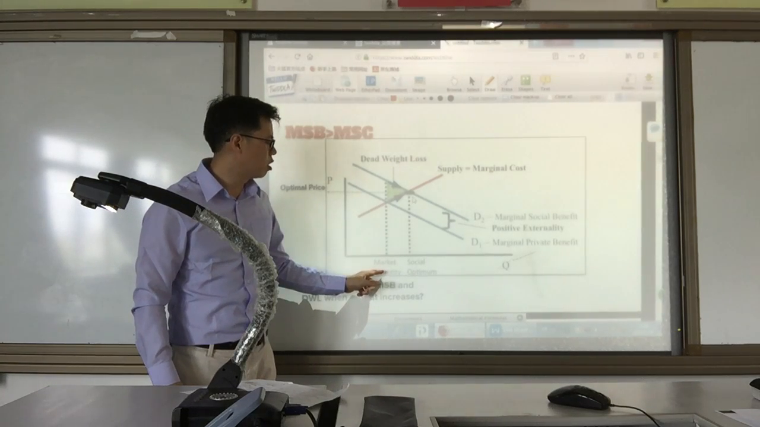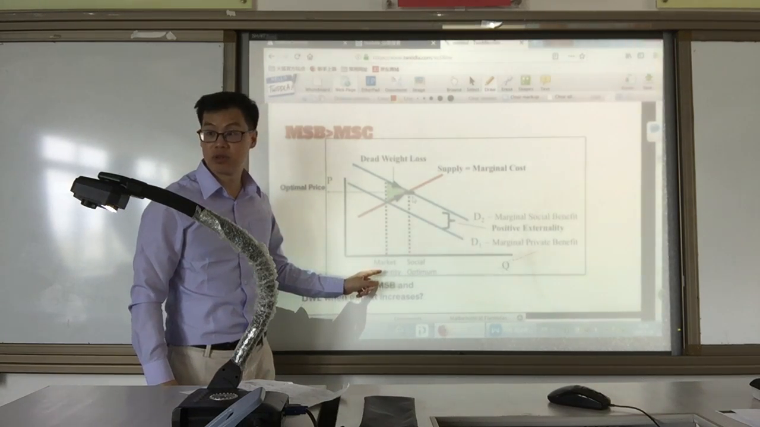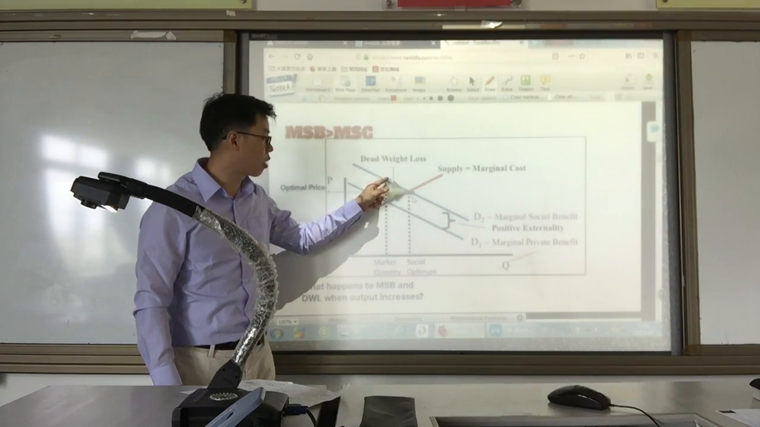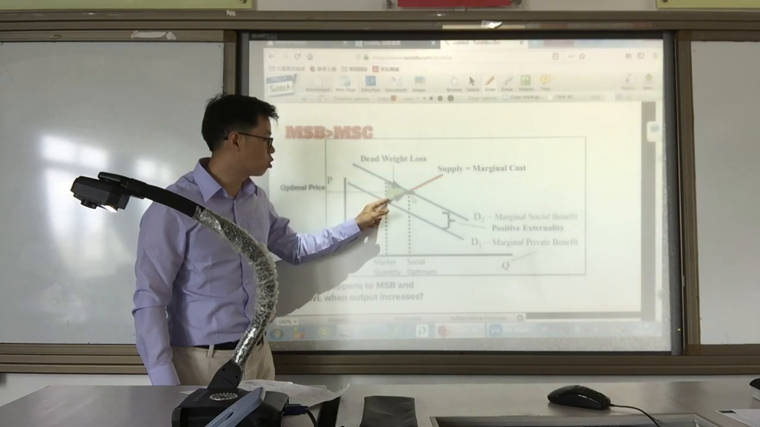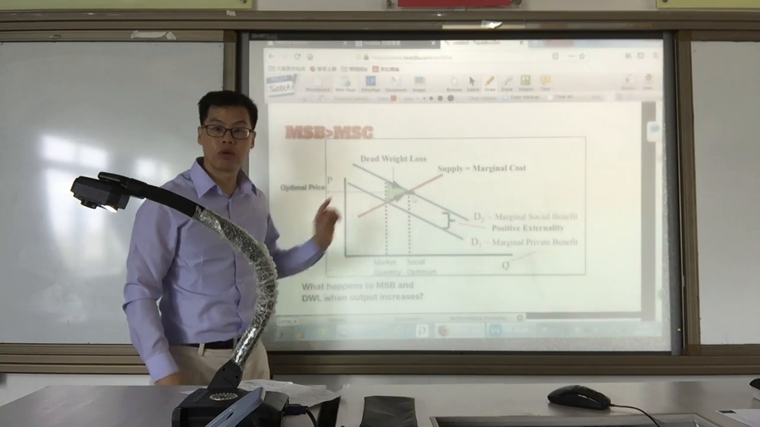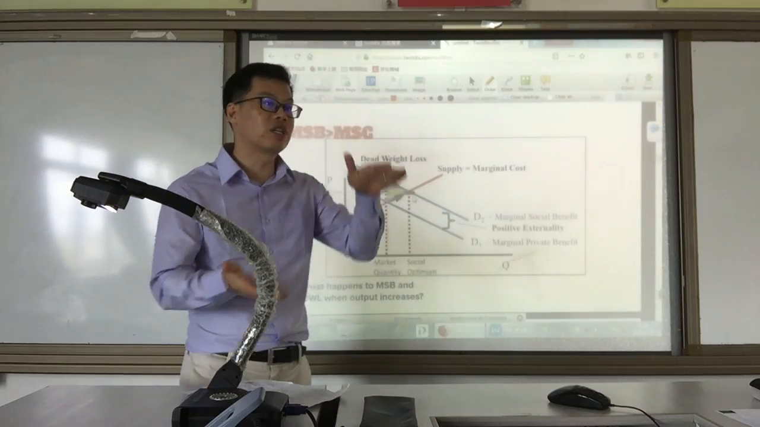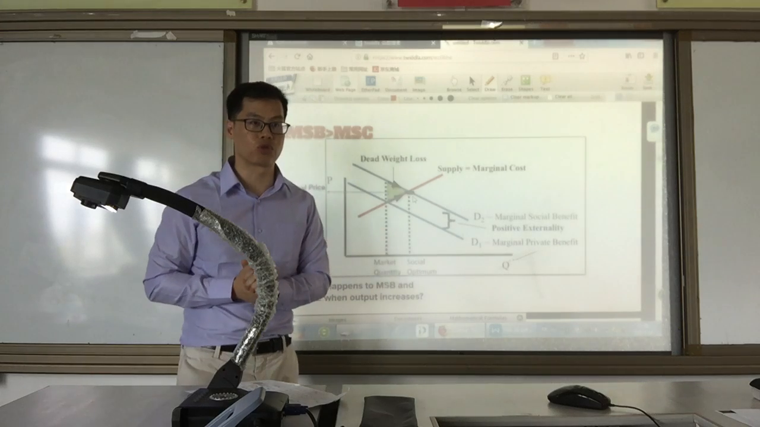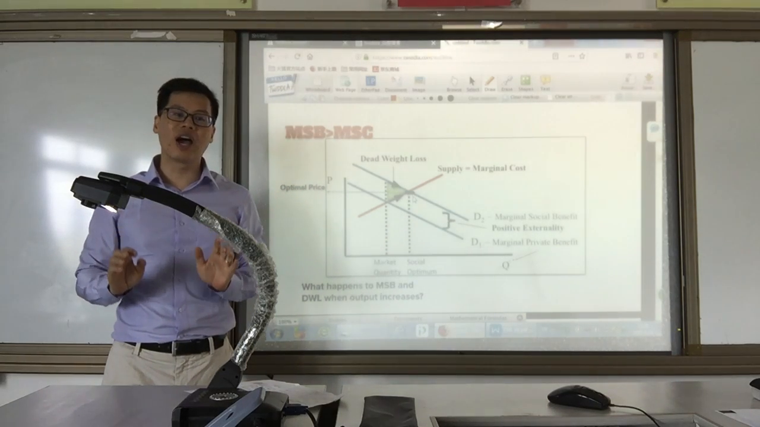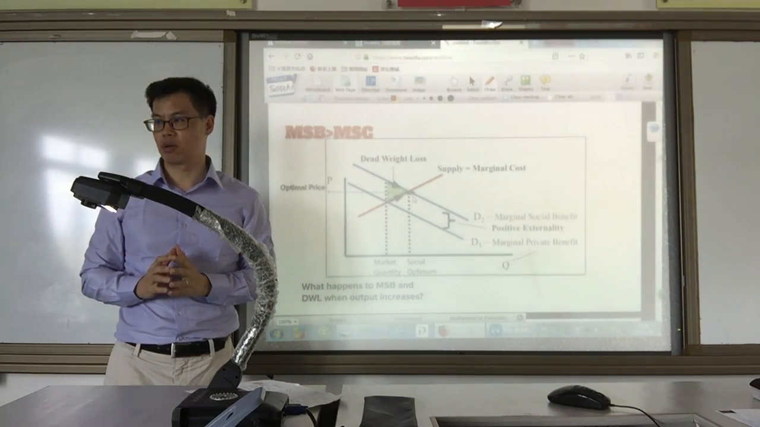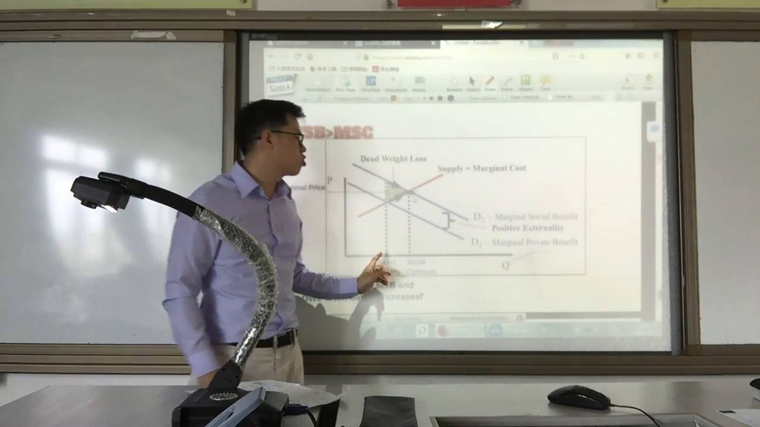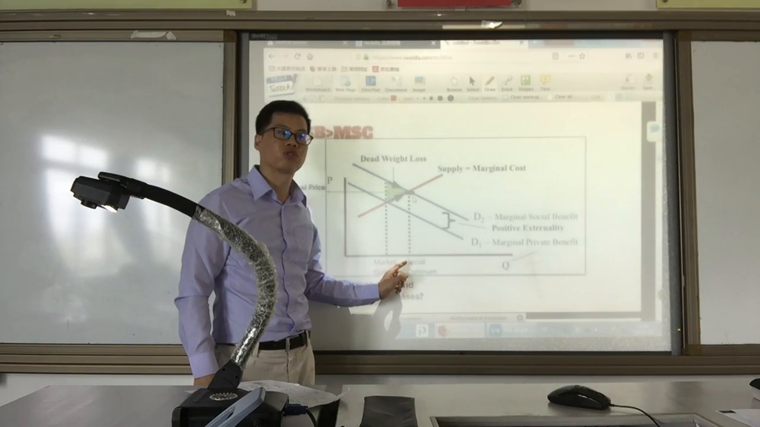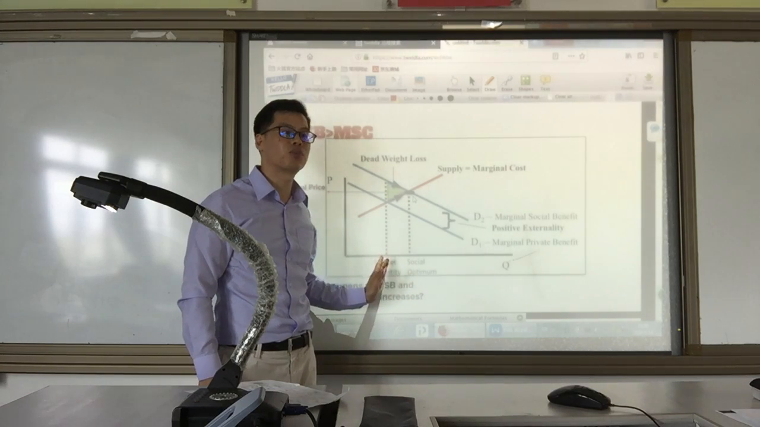So at this level of output, there's an imbalance between the marginal social benefit, which is right here, and the marginal social cost, which is right there. Now, the goal is to get the two equal, right? Marginal social benefit should be equal to marginal social cost, and if the two are not equal, you will have inefficiency. So what should happen? Well, you need to move to social optimal. So how do you move to social optimal? You need to produce more.